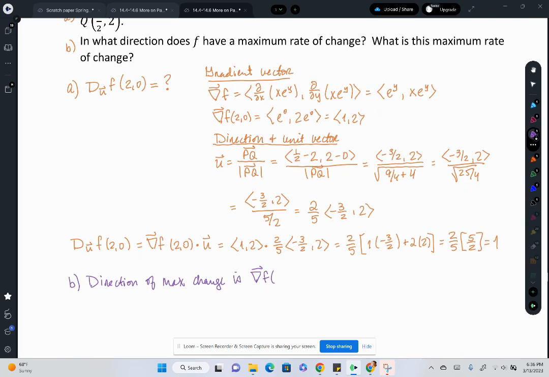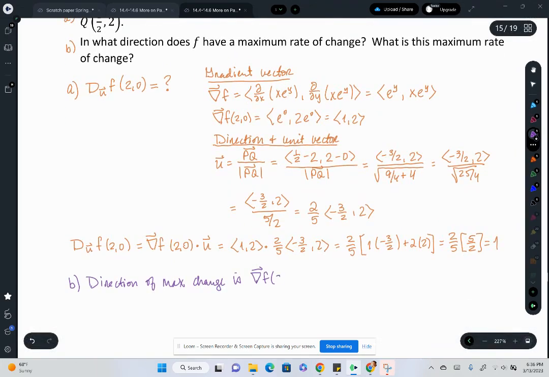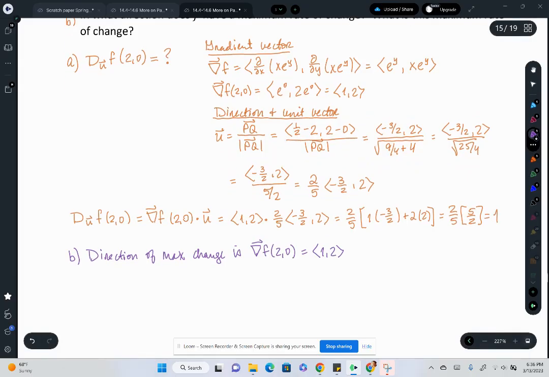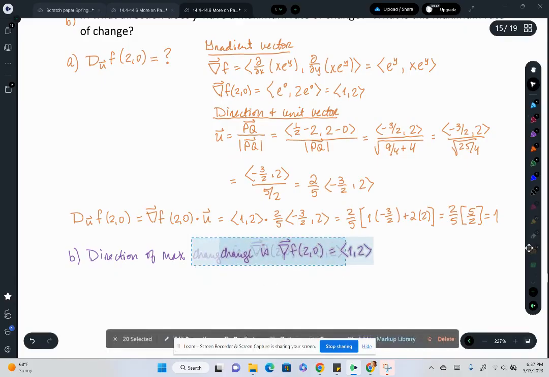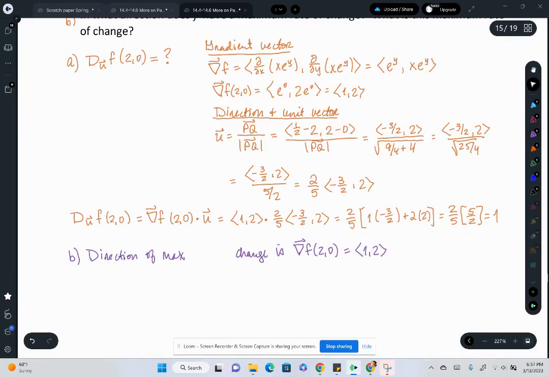And it's the gradient vector at this point (2, 0), because we're still talking about the same problem. That value is a vector, and we already calculated it. It's the vector (1, 2). So that is the direction where we would find the greatest rate of change. I guess I should write that. Instead of max change, I'll write max rate of change.